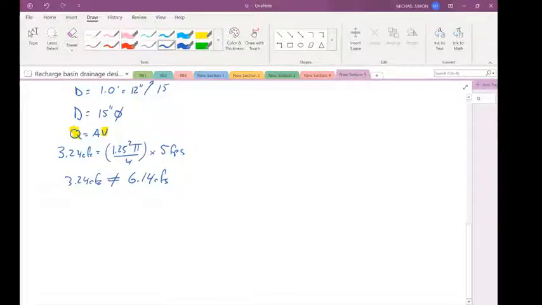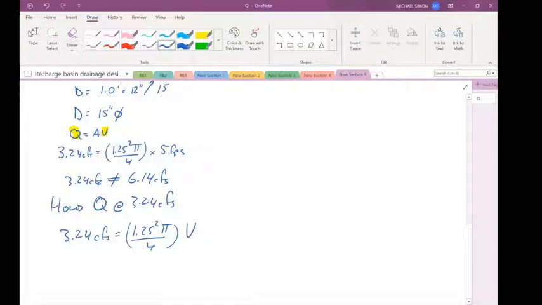Let's say that I want my Q, let's hold Q at 3.24 CFS. Holding that, we would say 3.24 CFS is equal to 1.25 squared pi over 4, because we're going to use that 15-inch diameter pipe, times V. So velocity would be 3.24 CFS divided by 1.25 squared pi over 4. And that would be, let's see, 1.25. That would give me a velocity of 2.6 feet per second. Is that between 2 and 8 feet per second? Yes, so that is a good option.